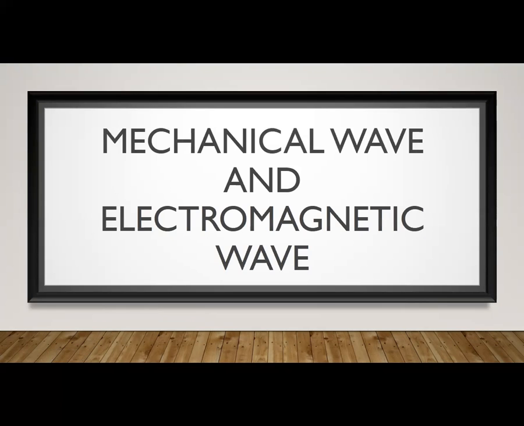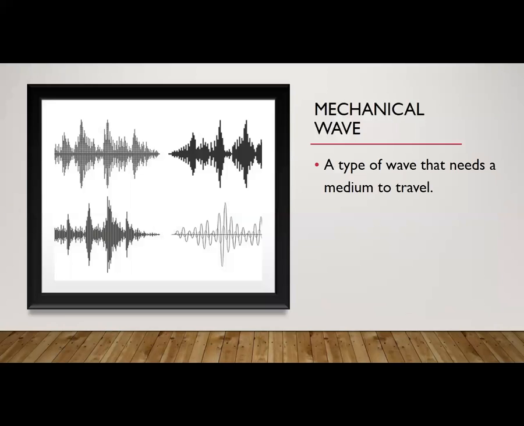Next is the mechanical wave and electromagnetic wave. A mechanical wave is a type of wave that needs a medium to travel. The medium can be solid, liquid, or gas. In the absence of a medium, such as in a vacuum, this wave cannot pass through. An example of a mechanical wave is sound. You cannot hear anything in outer space because there is no medium to transport the sound.